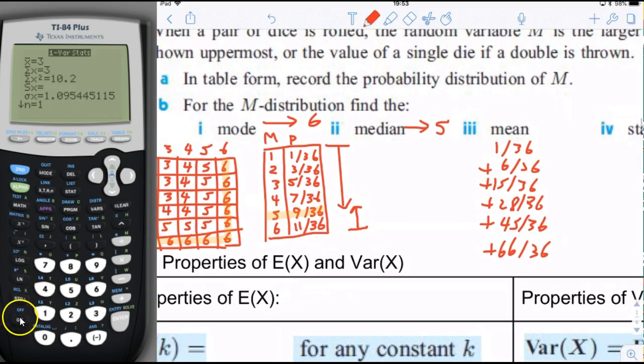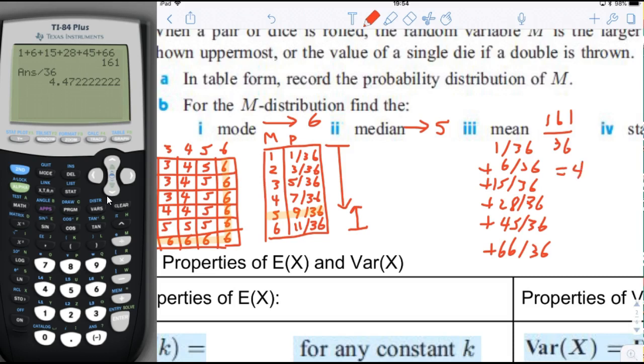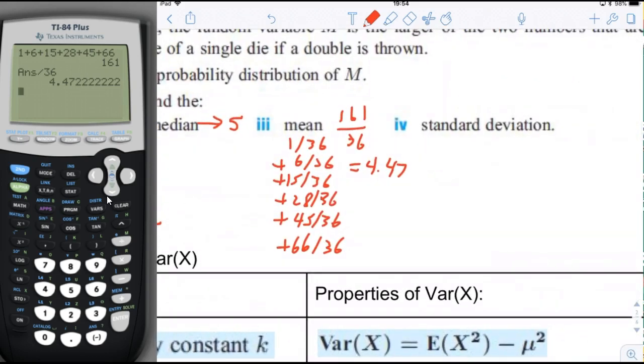Let's add these numbers up. I'm just going to do that on a regular screen. 1 plus 6 plus 15 plus 28 plus 45 plus 66, 161 divided by 36, 4.47. So it's 161 divided by 36, which is equal to 4.47.